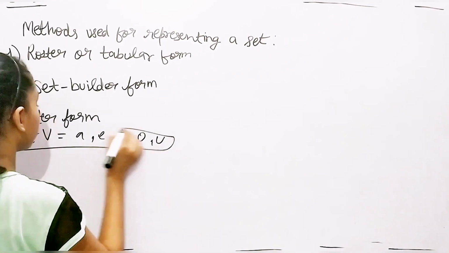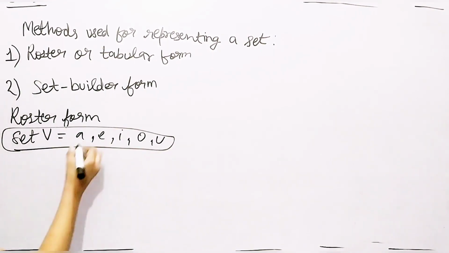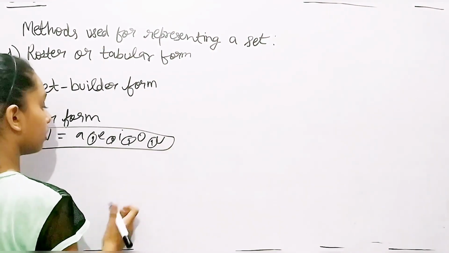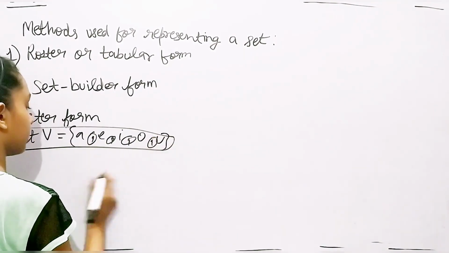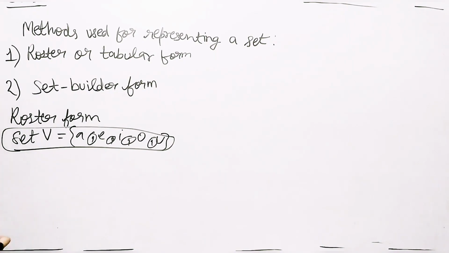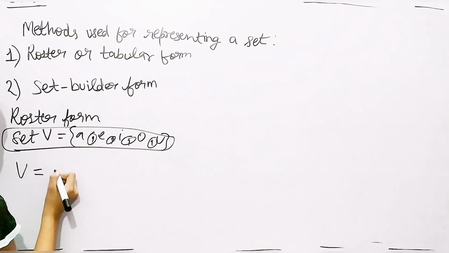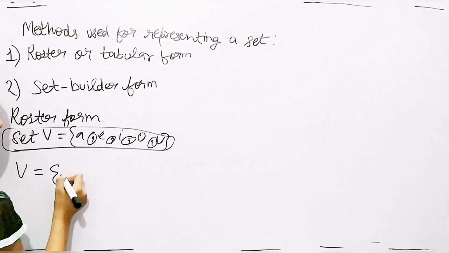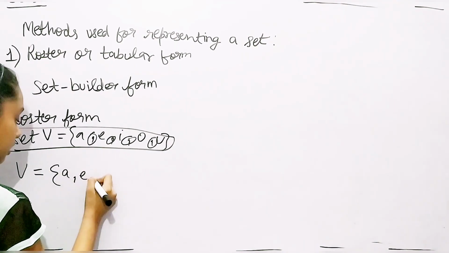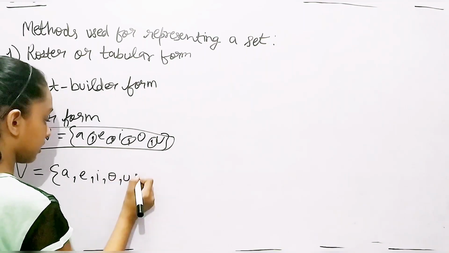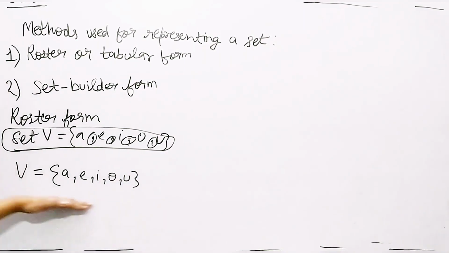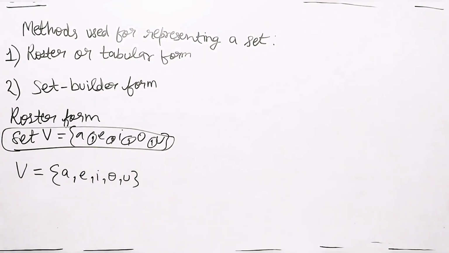Okay, so how are we going to write it in roster form? That's really simple. I've just told you. We're just going to put the commas in between them. Then we're going to enclose them with the braces. So we simply write V equals brace, A, E, I, O, U. That's it, and close the brace. That's how in roster form we usually write it.